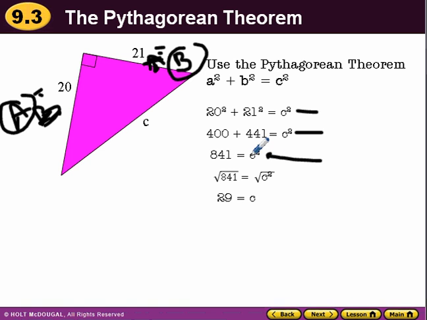Now I want to find out what C is, so to do the inverse of C squared would be to take the square root of C squared. And if I take the square root of one side, I've got to do it to both sides. So I'm going to take the square root of 841, and I'm going to take the square root of C squared. Well, the square root of C squared is C, and the square root of 841 is 29. My answer is C equals 29. So I know that this one is 29 units, whatever the units would be that I'm working with in this lesson.